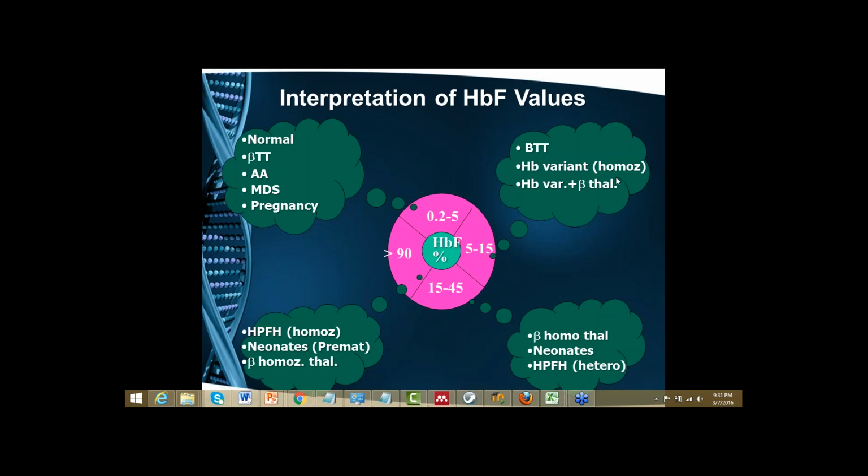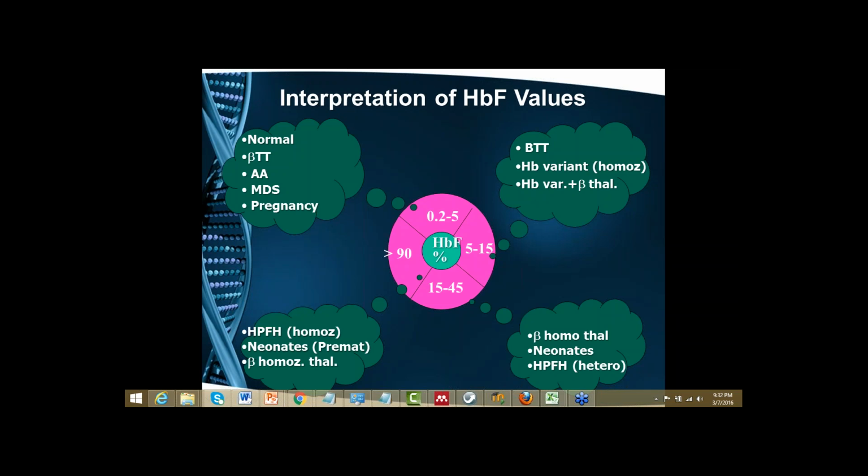And if HbF is between 5 to 15%, we can have beta thalassemia trait, extreme cases, not generally seen, or some other Hb variant. If it is between 15 to 45%, most of the time it could be heterozygous hereditary persistence of fetal hemoglobin. It could be a neonatal sample, or it could be a beta homozygous thalassemia which has received some transfusion.